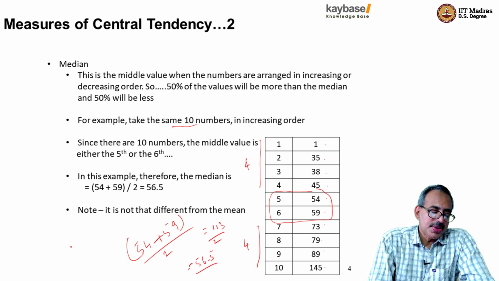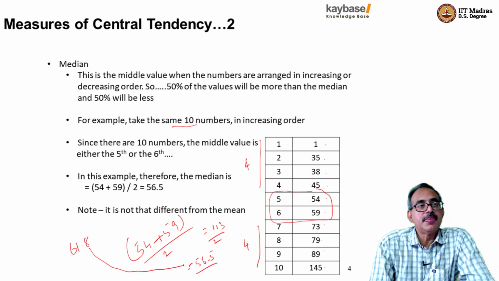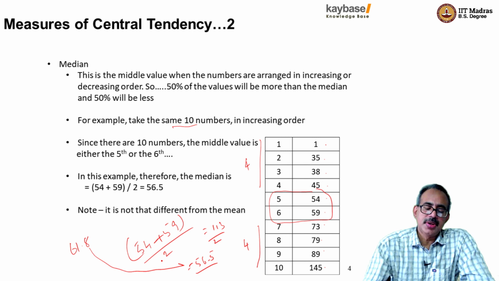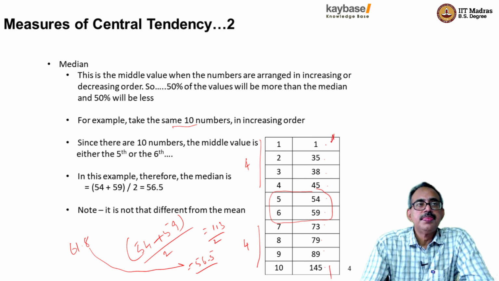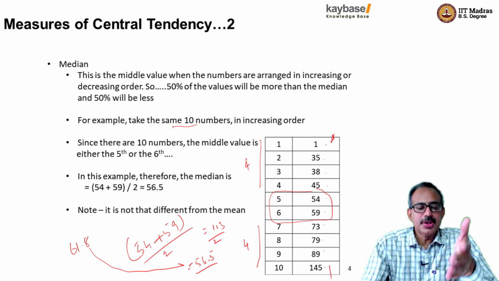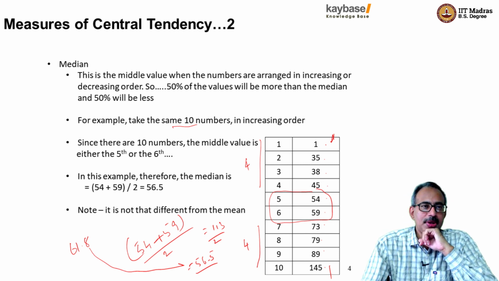Interestingly, the mean was 61.8, the median is 56.5. They're not that different from each other. Can you tell me why? Because there isn't too much difference between the values, sort of. It's not an exact answer. The exact answer is because there are no extreme outliers here. Okay, we'll see an example of that also. But this was what the median is. Is that clear?